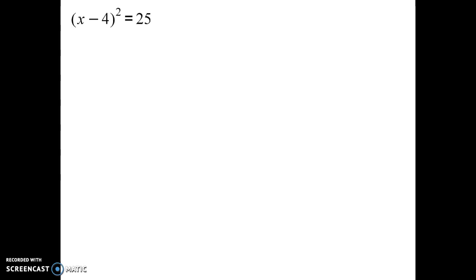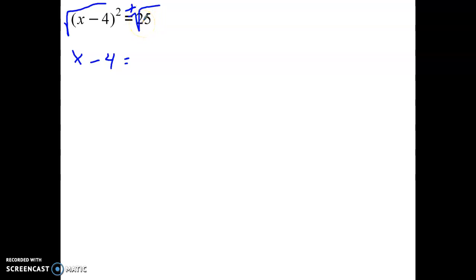Okay, let's try this one. This one looks a little bit different because it's not just x that's squared, it's x minus 4. But this is still all squared together. My goal is to isolate the thing that is squared. And in this case, this whole thing is squared. So I'm going to take the square root of both sides, remembering to put my plus and minus. So here on the left-hand side, squared and square root are inverses. So what I'm left with is x minus 4.